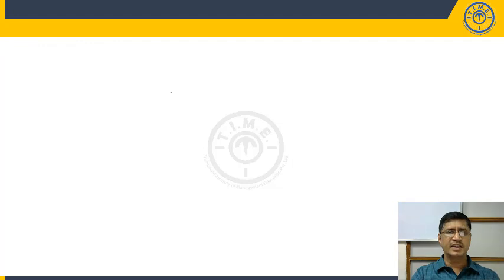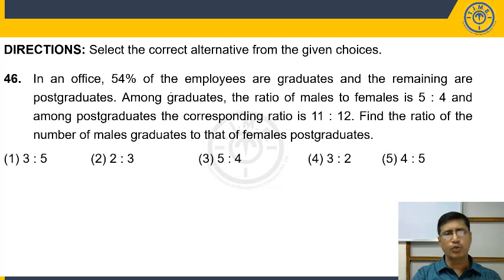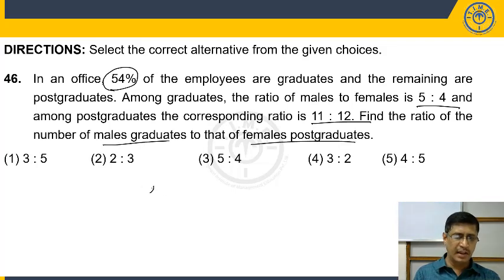Now look at the next example on your screen. Here we need to answer the question by using the data given here. Look at the question carefully. 54% of the employees are graduates, the remaining are postgraduates. 54% are graduates means the remaining are 46%. Among the graduates, the ratio of male to female is given, and for the postgraduates, the corresponding ratio is also given. Find the ratio of the male graduates to the female postgraduates.